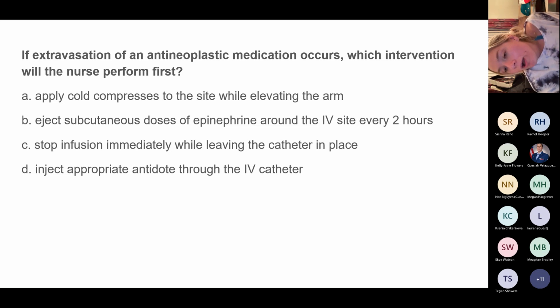Awesome. You notice that you have fluid leaking into the surrounding tissues from your IV. You stop the infusion. Very good job, guys.